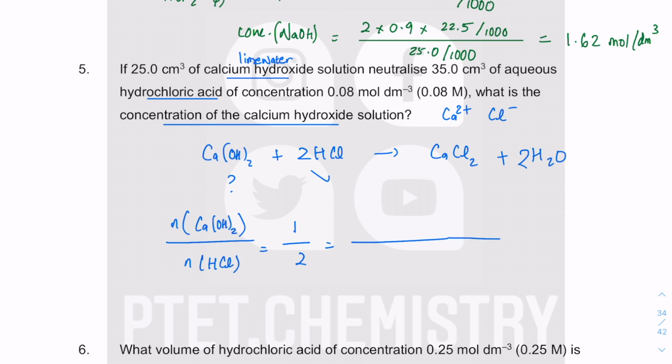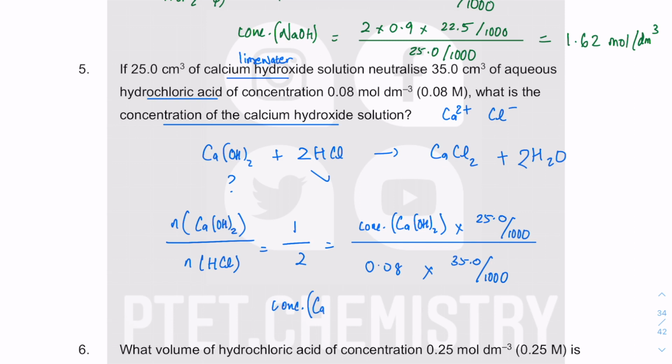And then on the right hand side is my actual number of mole of calcium hydroxide and the actual mole of HCl. My concentration of calcium hydroxide is unknown. Multiply, that is in mole per dm cube, multiply by the volume of calcium hydroxide, which is 25.0 cm cube. So convert that to dm cube. And at the bottom is the actual mole of HCl, so there's 0.08 mole per dm cube, multiplied by the volume of the HCl, which is 35.0 over 1000 to convert that to dm cube.